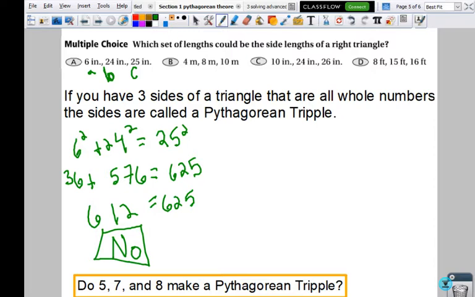Okay, it's not a Pythagorean triple. Alright, we're going to skip B here. I'm going to do C. Okay, so I'm going to fill in A, B, and C in Pythagorean theorem based on these numbers right here.